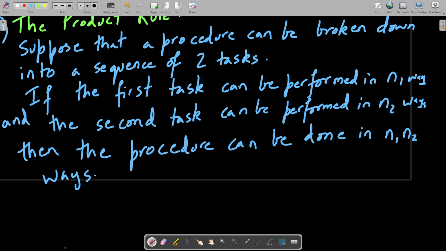Okay, so basically what we are saying here is that we have n1 options to do the first process and n2 options to do the second process, right? So the total number of options we can get is n1 into n2 options.